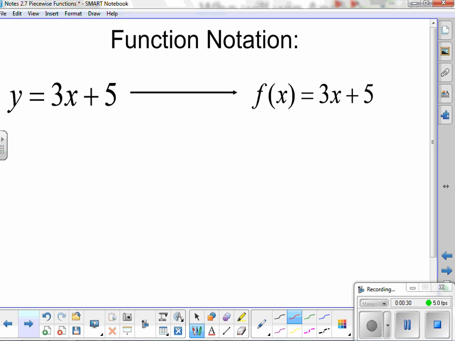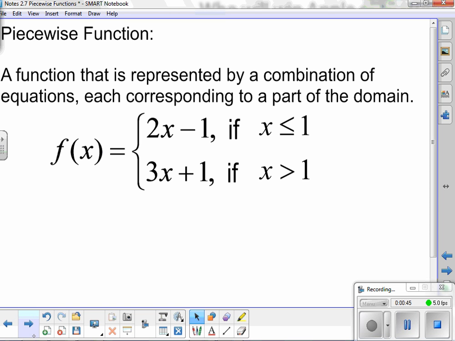This should be a required previous skill that you should already know. So function notation, we went over why that was more convenient for sciences and things like that. Basically, the y turned into an f of x, and you know it's a function. So piecewise function, here's a definition. It will look like this.